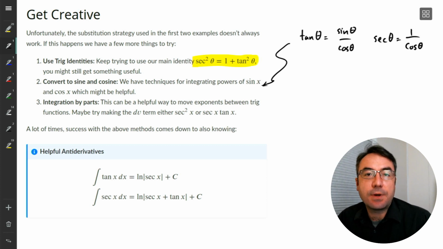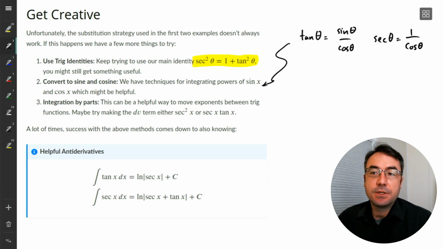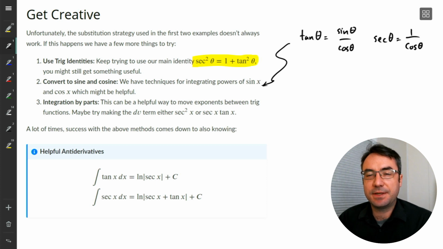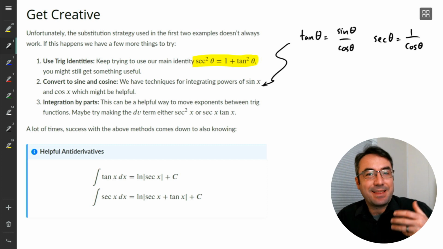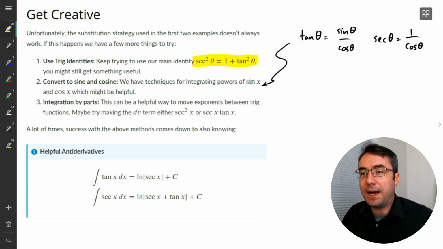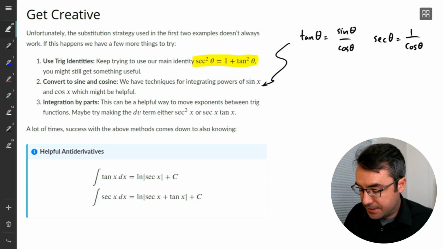Another thing we could try is integrating by parts. If we have a trig integral involving powers of tangent and secant, integration by parts is nice because it moves the exponent around a little bit. We'll see this in one of our examples today. One possible thing to try is making your dv term either secant squared or secant times tan.